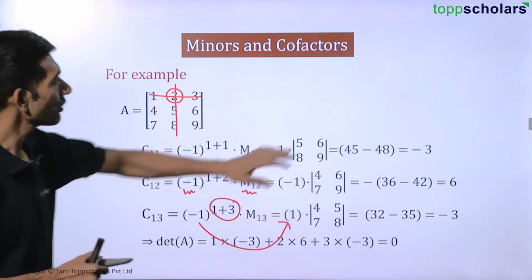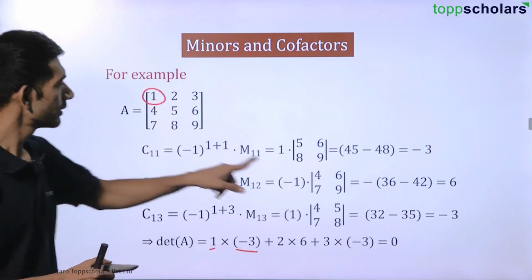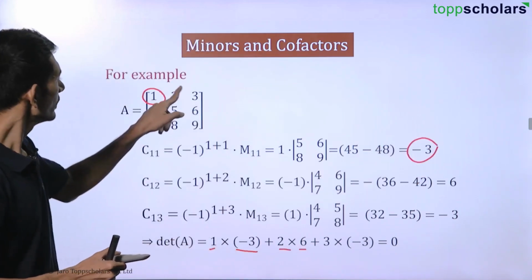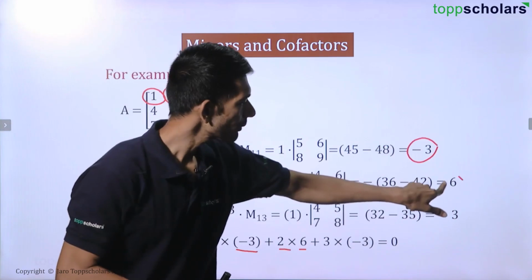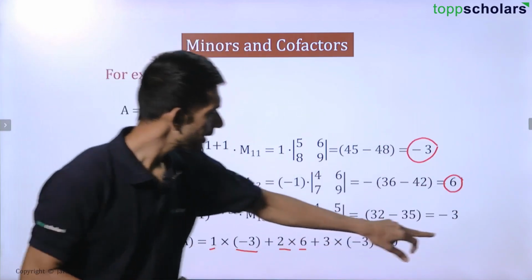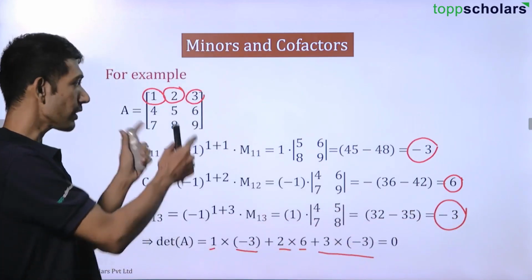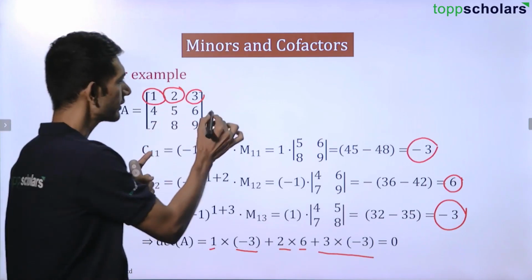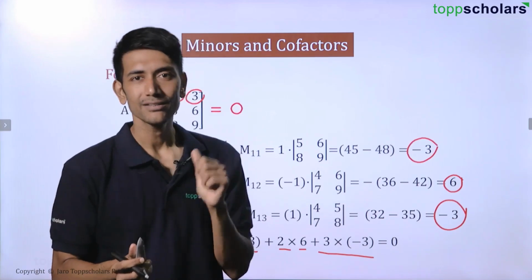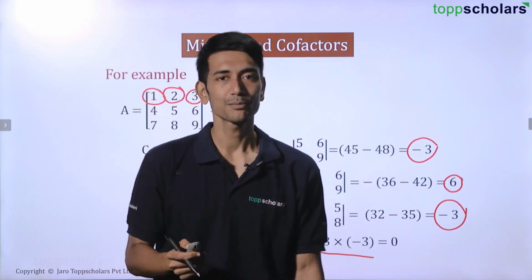Now what is the determinant of A? 1 multiplied by minus 3. So 1 is from here, minus 3 is from here. Then we have 2 multiplied by 6. 2 is from here, 6 is from here. And finally, we have 3 multiplied by minus 3, and that total is 0. So, if you find the actual determinant of this matrix, you will get 0. And if you remember, we have solved this example previously where we got the answer as 0 as well. I hope this part is clear to you.